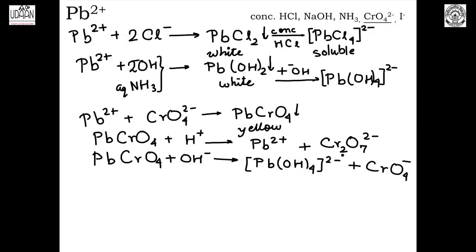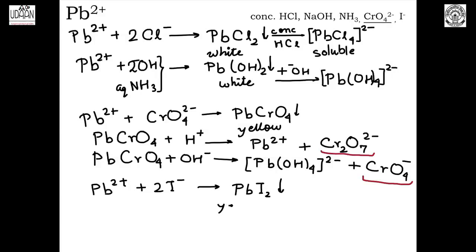Something to be noted is that this species is orange, so the solution obtained will be orange, whereas in basic solution the yellow solution of chromate will be obtained. Also, lead 2+ reacts with iodide ions to form PbI2, a yellow precipitate.